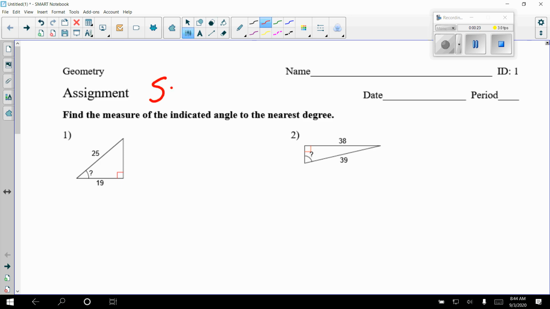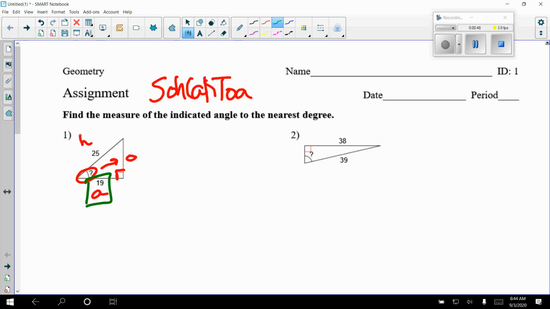Always remember SOHCAHTOA. Remember, we're dealing with right triangles. If we can't do Pythagorean theorem, then we try to do trig. And Pythagorean theorem does not help us with finding angles. Okay, so here's the right angle. Opposite that is the hypotenuse. Here's our reference angle. Opposite that would be the opposite. What's left over is adjacent.